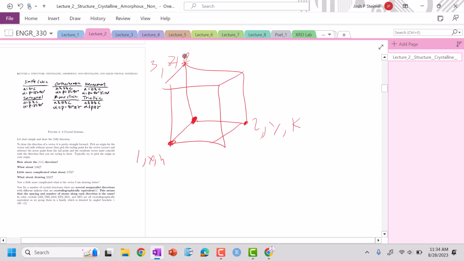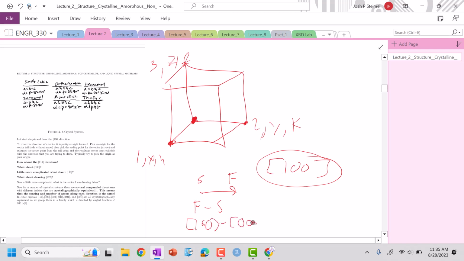So let's say I wanted to draw the 1, 0, 0 direction. Whenever I do crystallographic directions, it's a vector, so we have a start and a finish. To create this crystallographic direction, I need to do finish minus my start. So if I want 1, 0, 0, I can finish at 1, 0, 0 and subtract 0, 0, 0, the origin. So I can draw this right here.